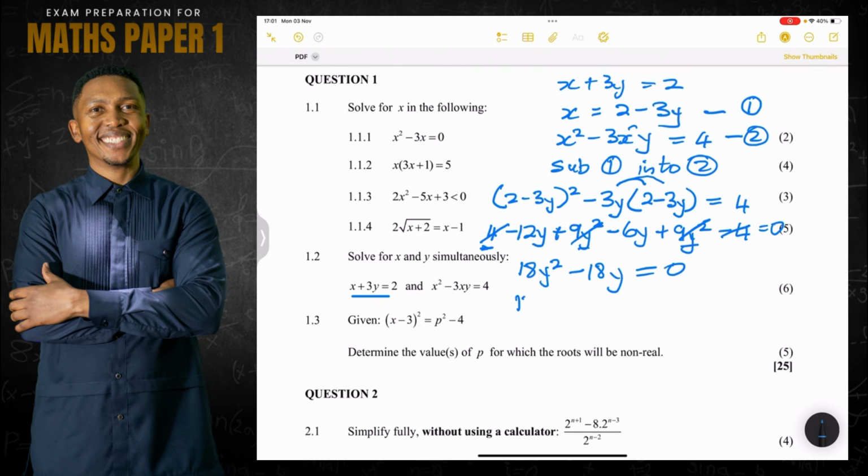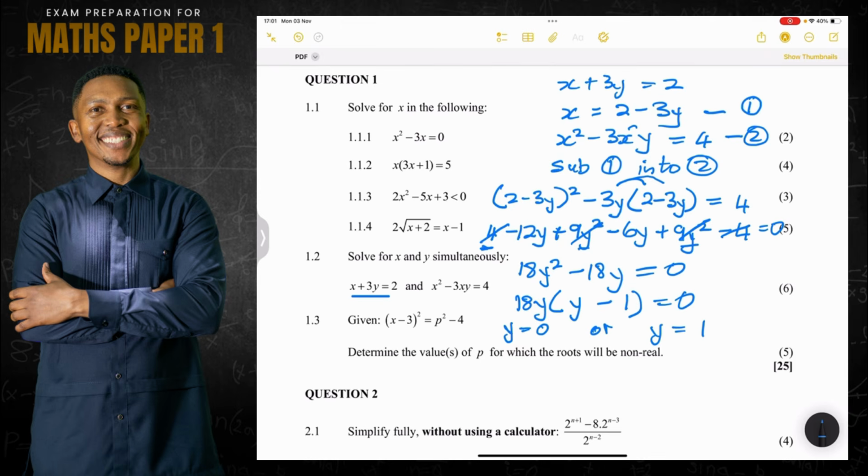So we can take out 18y as a common factor. What do I have left? That's y minus 1. This is equal to 0. So 18y is equal to 0, so therefore y is 0 or y is equal to 1. Right, so there are no fractions, and there are no surds, so there is no basis for us to find any solution being not applicable in this case.